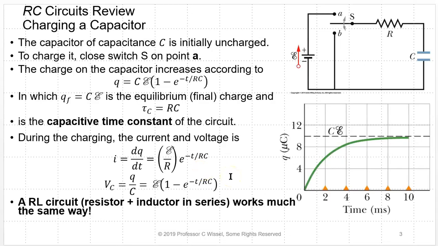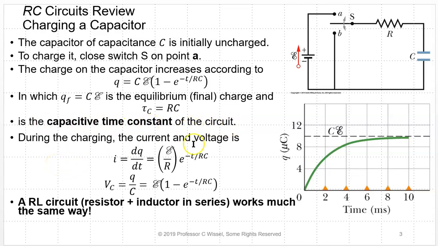You remember the capacitor. When we charged up a capacitor, the circuit looked like this. We flipped the switch to A to cut in the battery, and of course, the capacitor was initially uncharged. Once we did this, the charge on the capacitor increases according to Q equals C times the EMF times the quantity 1 minus the exponent minus T over RC. The final charge is just C times E. Tau C is RC, the capacitive time constant of the circuit.